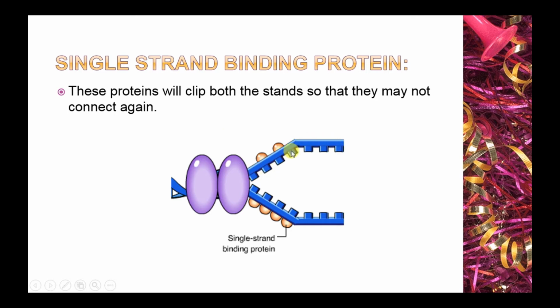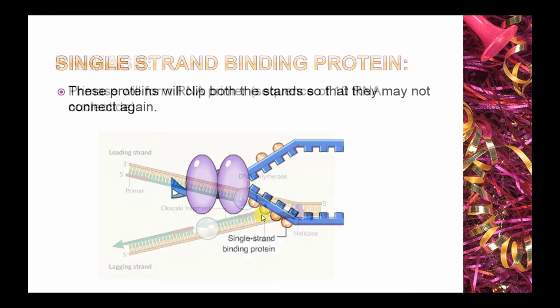These are the two parental strands of DNA that were separated by helicase. Now what is the role of single stranded binding protein? They will hold the single strands so that they may not connect to each other again, so that the hydrogen bonds may not form again between them, and the double helical structure of DNA may not form again. It basically clips the single strands of DNA so that they remain far apart from each other.